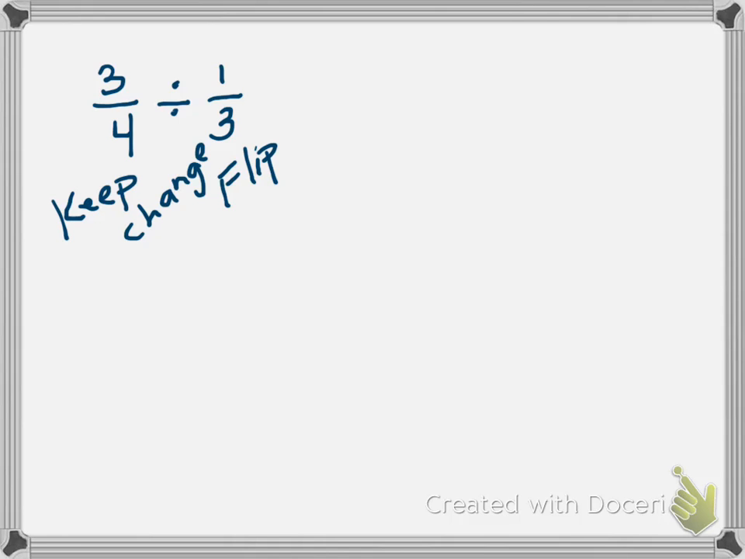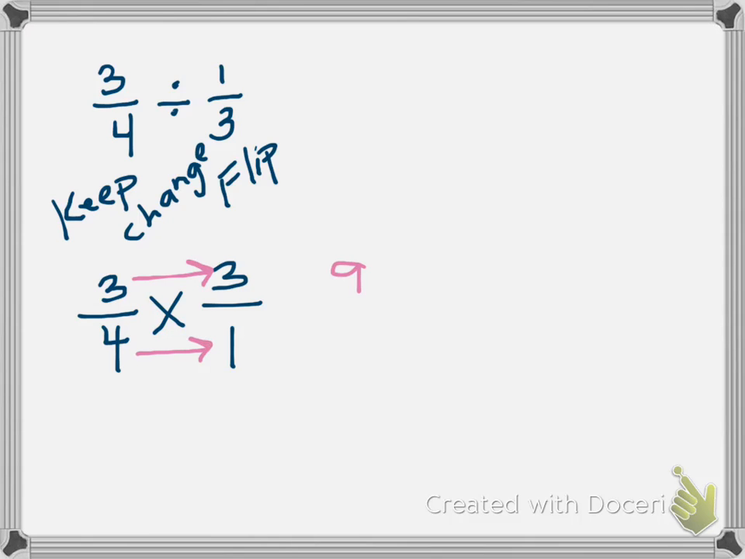If you want to solve 3/4 divided by 1/3, you're going to keep the first fraction, change divide to multiply, and then flip the second fraction. See how right now it's 1/3? You're going to rewrite it as 3/1. Now that it's a multiplication problem, we can do our steps from yesterday, which were multiply top times top, 3 times 3 is 9, bottom times bottom, 4 times 1 is 4, and I'm left with 9/4.